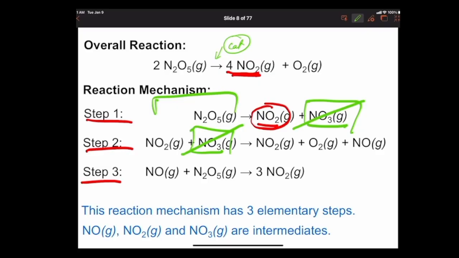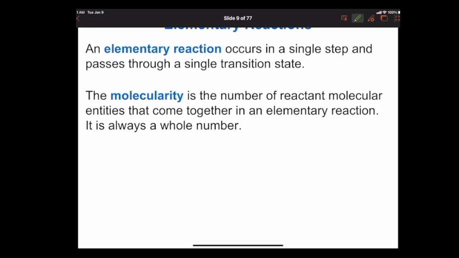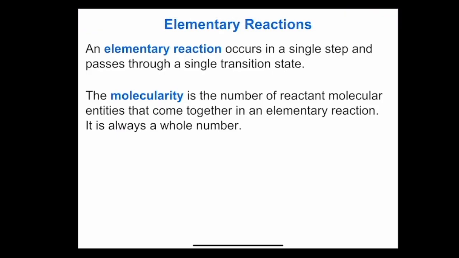All right, so we have these three intermediates, and we identify them as something that is formed but then used up again. Again, if we go through this, NO cancels, and NO2, boom. Something like that. Oh no, but it's also a product. There's extras.